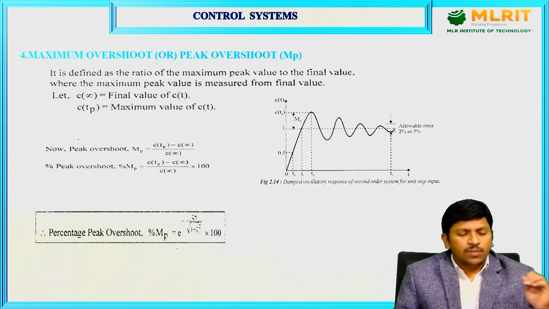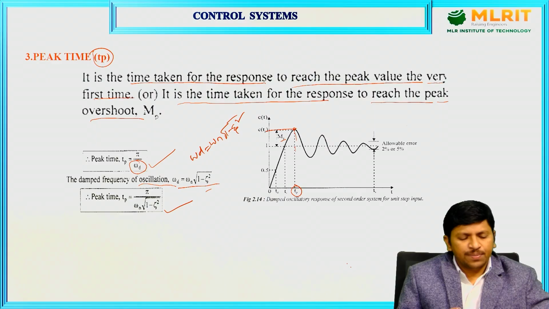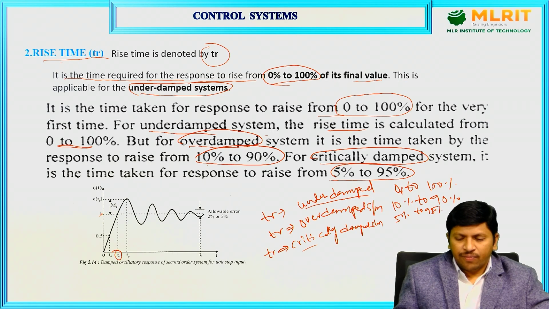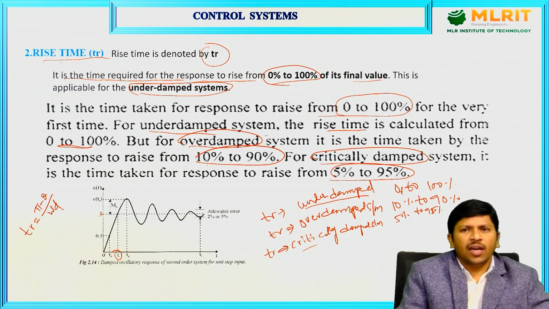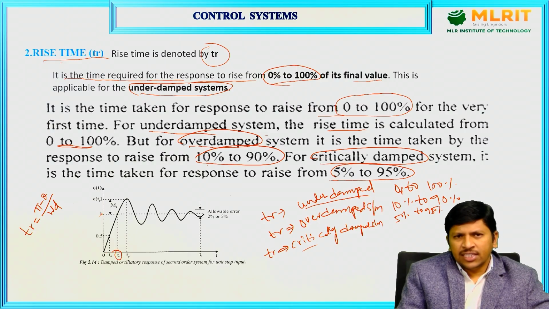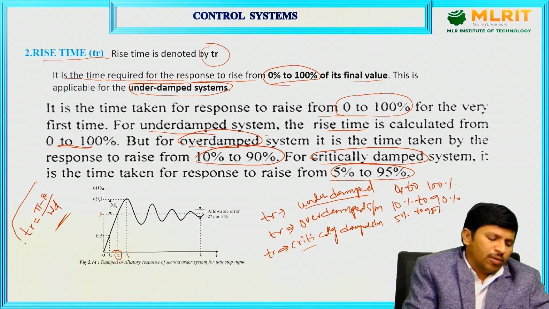Next, the rise time formula is simply pi minus theta by omega d. Here rise time Tr equals pi minus theta by omega d. Omega d means the damped frequency of oscillation, that is omega n into under root 1 minus zeta square, where theta equals tan inverse of under root 1 minus zeta square by zeta, right? That is the theta here. So this is the formula for the rise time.